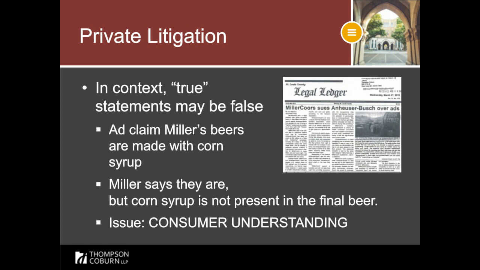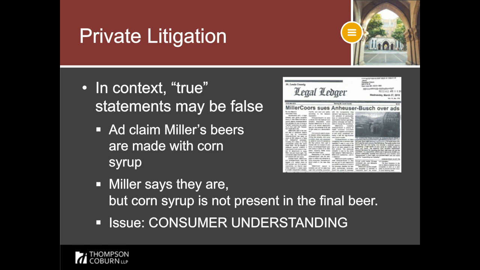It just came up. MillerCoors is suing Anheuser-Busch right now over their Budweiser ads that claim Miller's beers are made with corn syrup. Well, Miller says, yes, we use corn syrup in the process of making our beer, but corn syrup is not present in the final beer. So it's a classic advertising case. In this particular case, the facts are absolutely clear. We know what Miller does. There is corn syrup used in the processing. We know what Budweiser claims. Miller's beers are made with corn syrup.